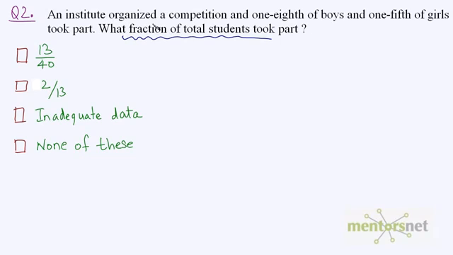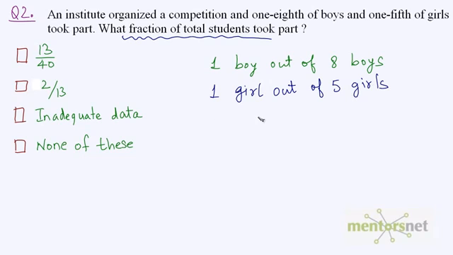The data is adequate in this question because we have been given the fraction of boys and the fraction of girls that took part. The fraction of boys is 1/8 and the fraction of girls is 1/5. Written literally, 1 boy out of 8 boys took part, and for girls it is 1 girl out of 5 girls.